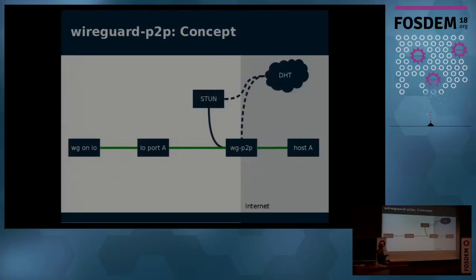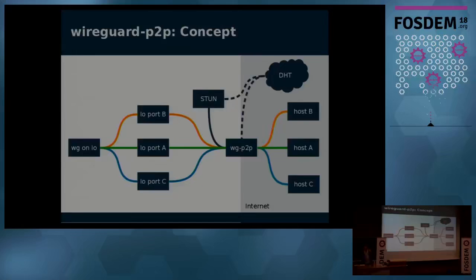This setup is required because WireGuard peer-to-peer cannot talk directly to the host, because then it will use a different IP, and that would make a little bit of trouble. So yeah, this is what it looks like when you have multiple hosts. It will allocate several ports on your local address.